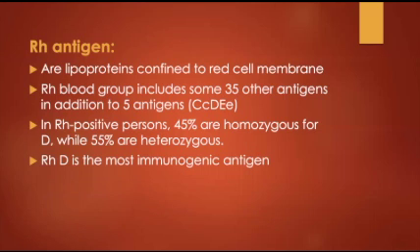Rh antigens are lipoproteins confined to the red blood cell membrane. The Rh blood group includes some 35 other antigens, in addition to 5 main antigens. In Rh positive persons, 45% are homozygotes for D, while 55% are heterozygotes. RhD is the most immunogenic antigen.